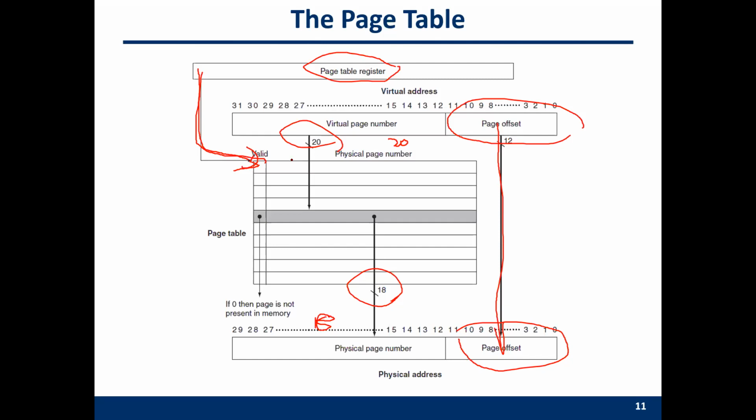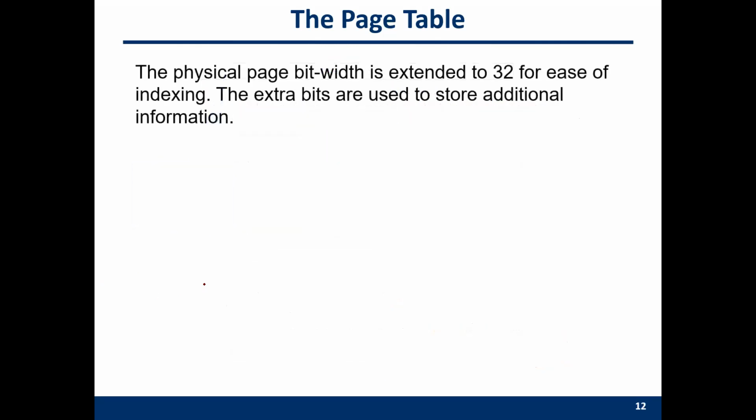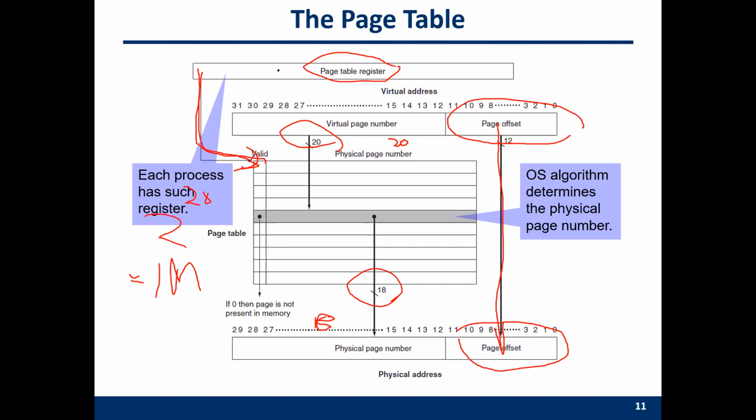And if you want to implement this by a naive lookup table, your lookup table should have at least 2 to the 20 entries, which is a 1M entry table. Apparently, this is a very large table. This part is managed by the hardware because this is a hardware register. This part is managed by the operating system.